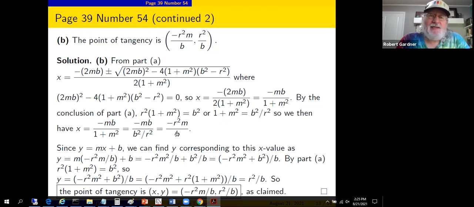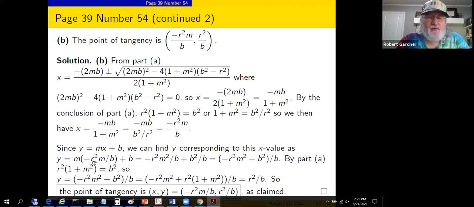So let's plug this in to that equation for x, and we'll get y in terms of m, b, and r. Interesting, there's no m there. We'll see what happens. Substituting in for x, this quantity, negative r squared m over b, produces this: y equals m times negative r squared m over b, plus b.